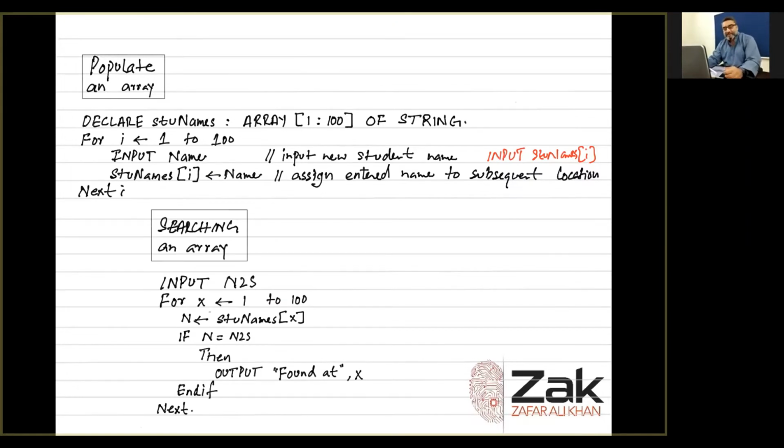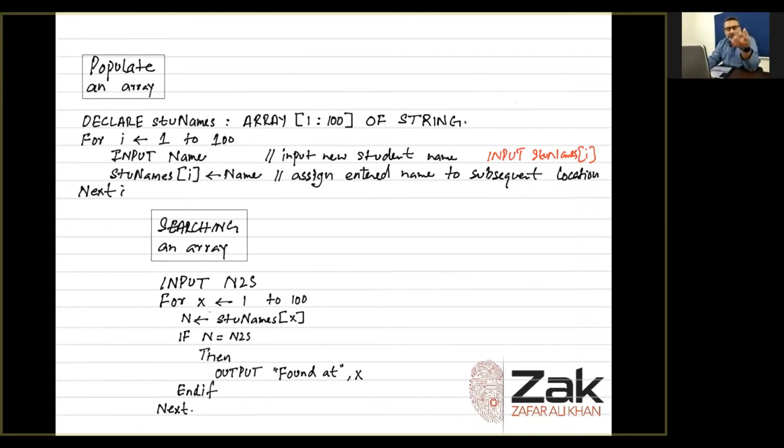Now, searching an array. As with populating, the operation is over the complete array, and similarly for searching. So let's say we have got 100 student names. I want to search for a particular name, so I input that name in this variable, NameToSearch. This might be a good identifier, but sometimes it is confusing. So I input a name, and then this for next loop would go through every single location of the array and find that name. And if it finds it, then it tells that it is found at this particular array element. This is the most raw form of searching.